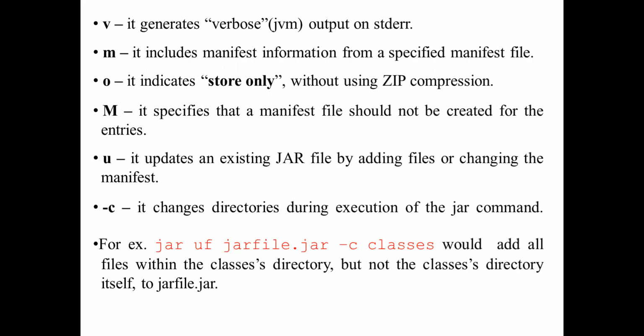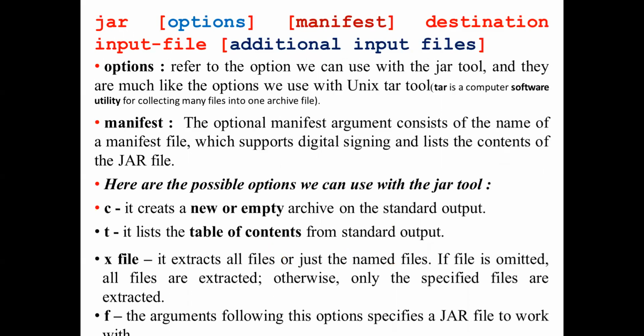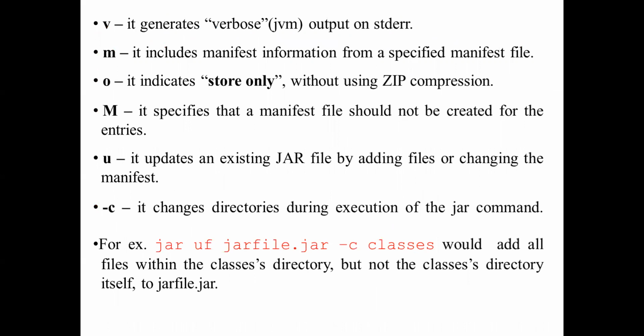Then -C changes the directory during execution of the jar command. So we can see there are two differences. One is that only c creates a new or empty archive. When you use -C, you can change the directory.